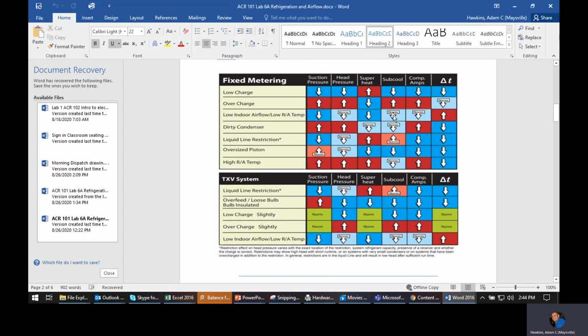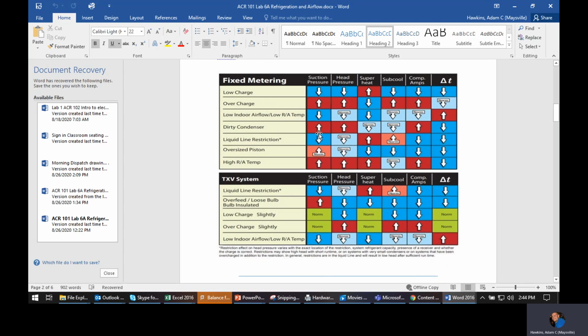Subcooling looks pretty similar on both of those. Both of those will be low. Your compressor amps is both going to be low, and your delta is both going to be high. So not a huge difference on those two as far as TXV to fixed. So now what does that mean?